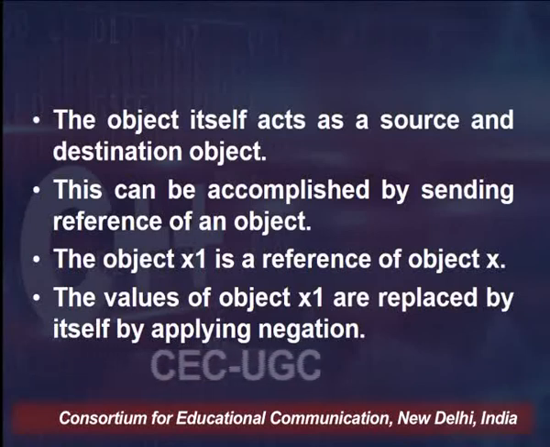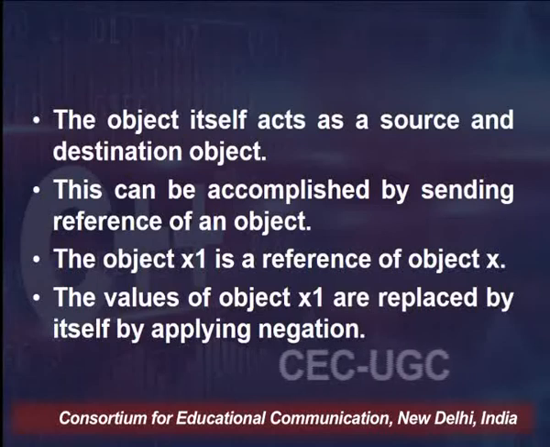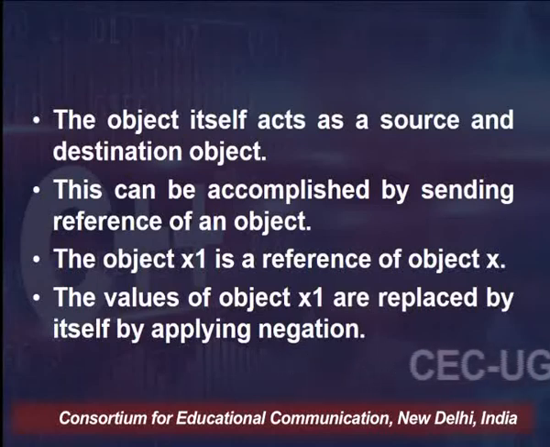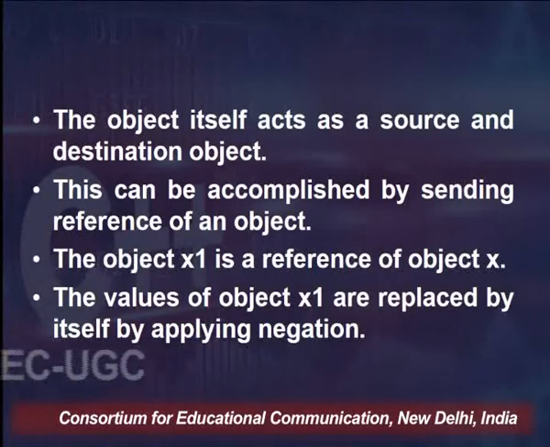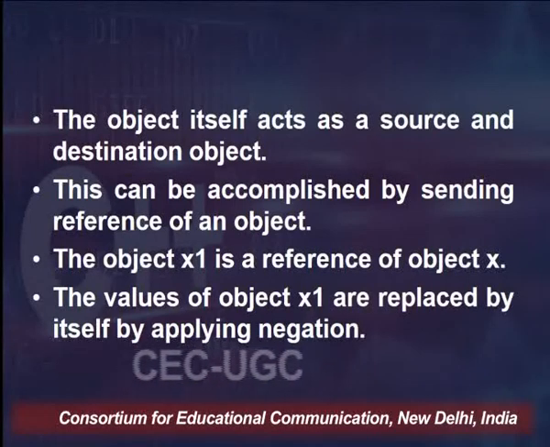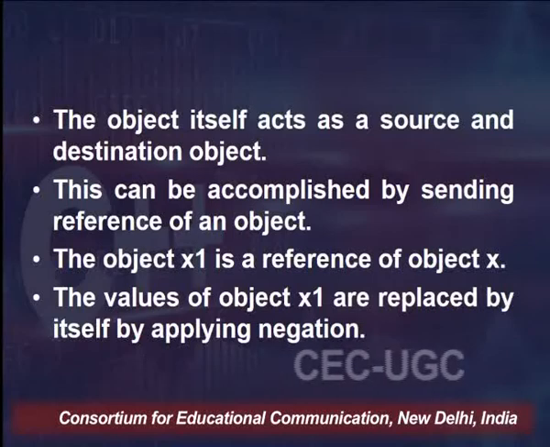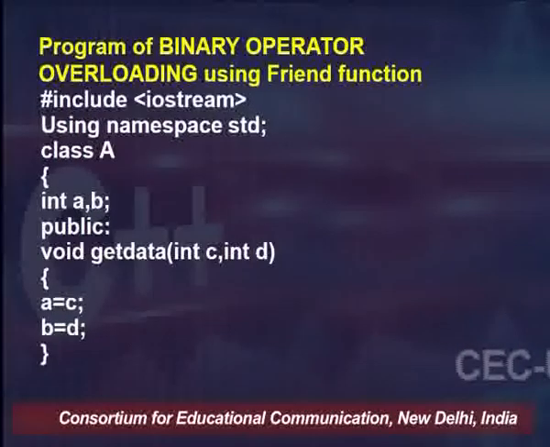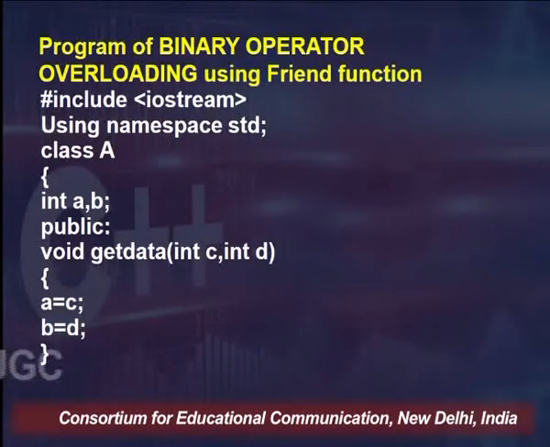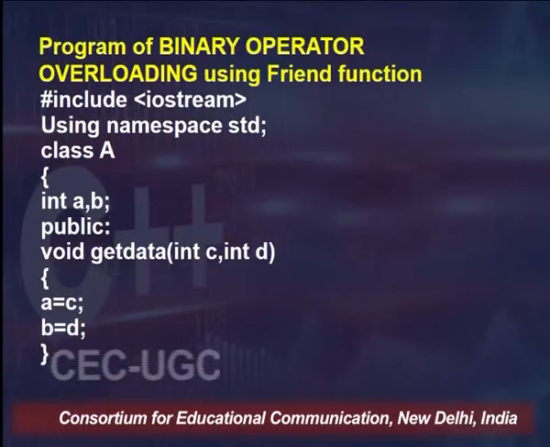So x dot a is equal to minus of x dot a, x dot b is equal to minus of x dot b, and x dot c is equal to minus of x dot c. That is the code of that overloaded operator. So, till this point this was for a unary operator.